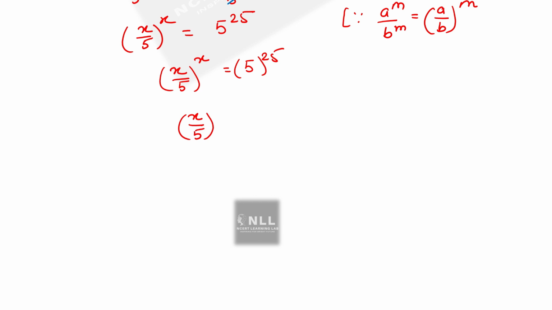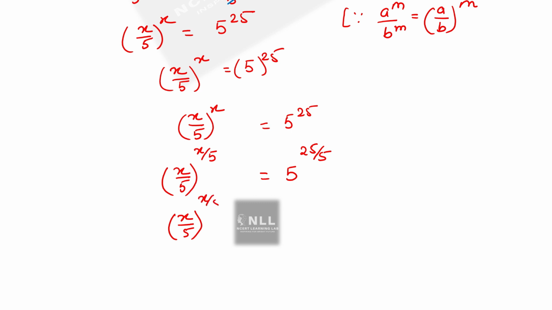x upon 5 whole to the power x equals 5 to the power 25. Divide the powers by 5. Divide the power of both sides by 5. x upon 5 whole to the power x to the power 5, so x upon 5 equals 5 to the power 5.